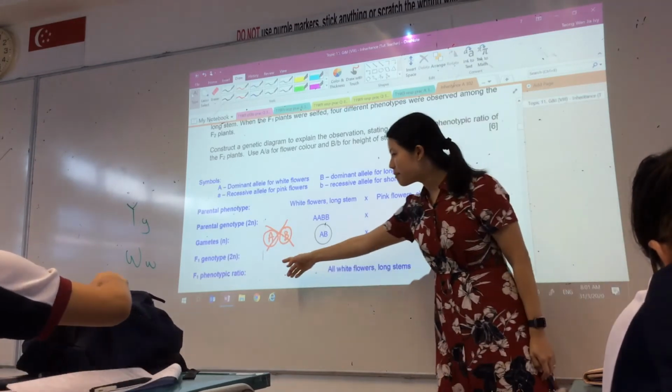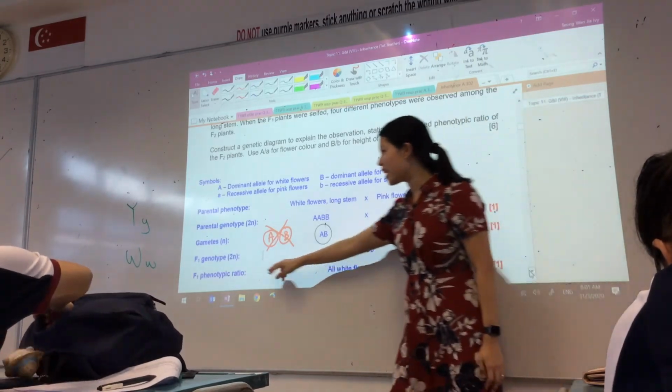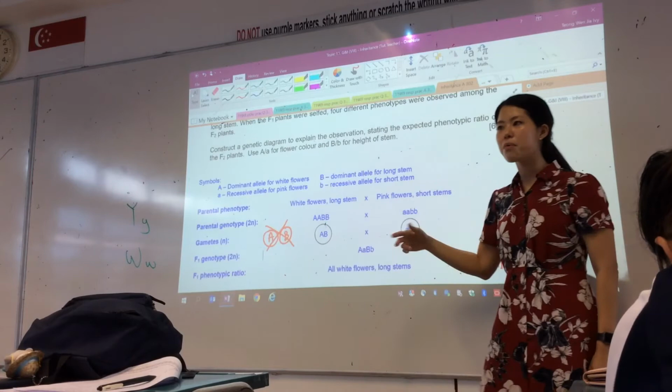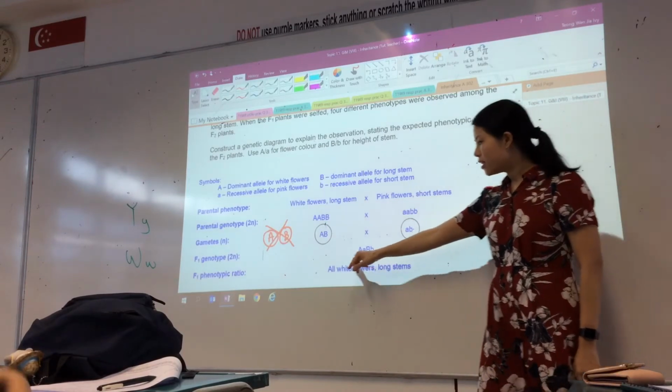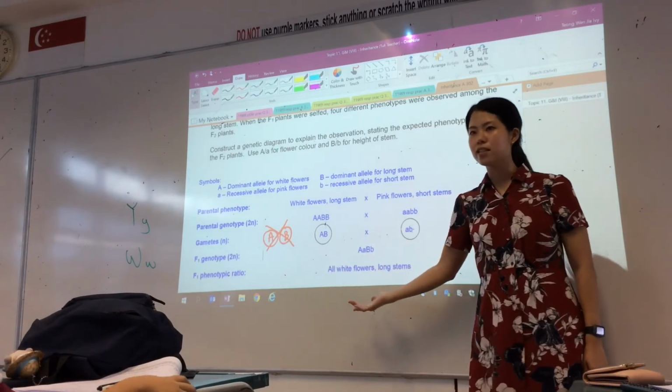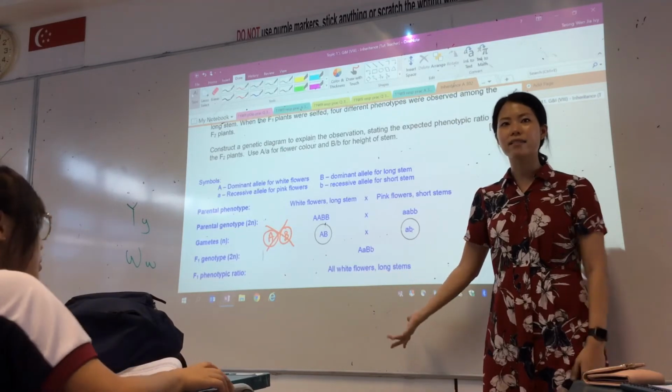By the way, I don't know if you all realize, for ratio, it need not always be 1:1 or 3:1. Even when you say all, it is considered a ratio, because, for example, all plants are white. All of them are white.